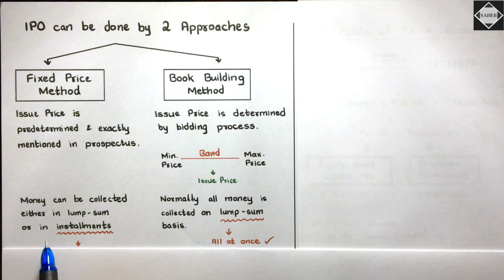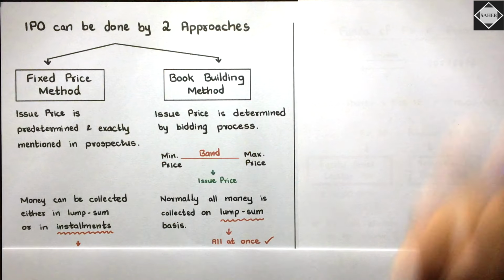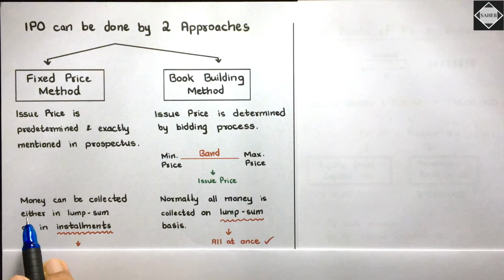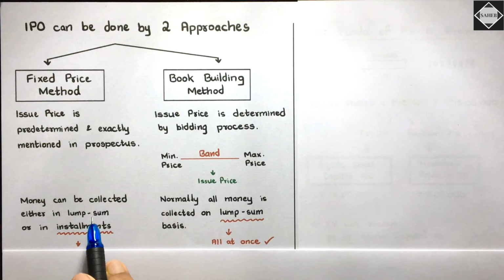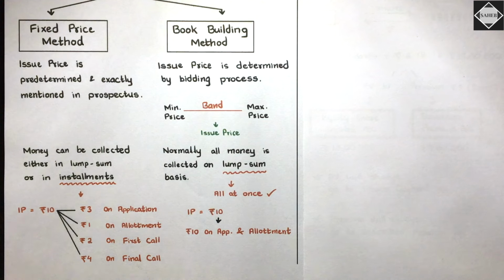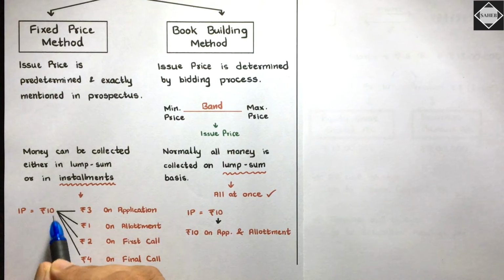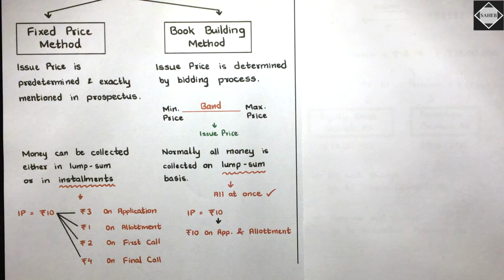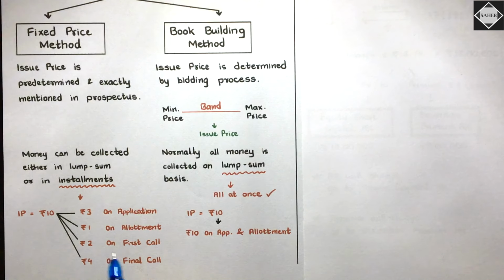Money can be collected in installments. In stages the money will be collected from shareholders, not all at once. But you may have the question of lump sum also, all at once. It's simple. In the fixed price method, money can be collected either in lump sum, all at once, or in installments. See how that happens. Issue price is 10. Let's say we are getting this 10 rupees per share in stages, part by part. First 3 rupees on application, then 1 rupee on allotment, then 2 rupees on first call, then 4 on final call. So what is this?